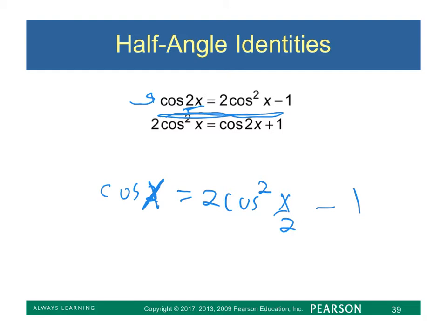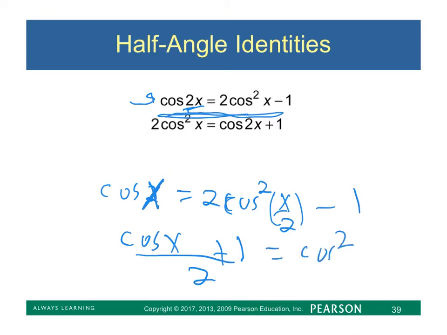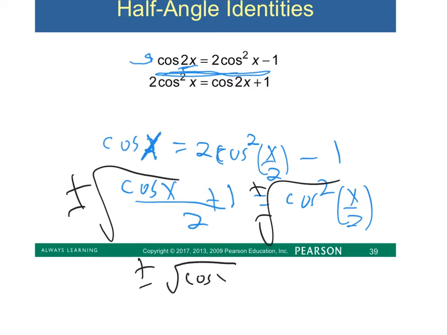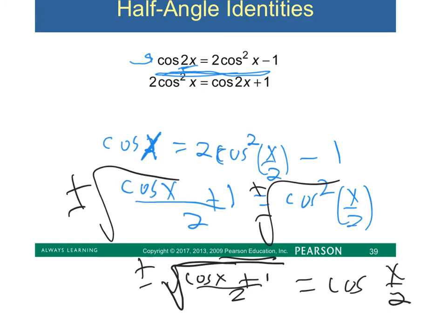So this one's going to be easier because I'll move the 1 over: cosine of x, add the 1, divide it by the 2, now equals cosine squared of half of the angle x. Take the square root of both sides, and you get plus or minus the square root of the quantity cosine of x plus 1 divided by 2, equals the cosine of half of angle x.